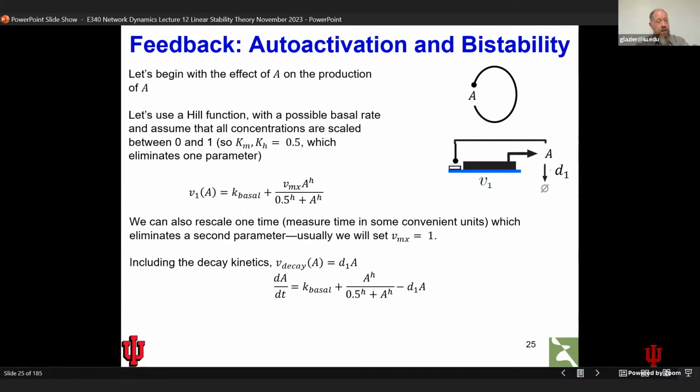And so my final form for this, which we've worked with already a couple of weeks ago, is the rate of production of A is equal to basal transcription rate K basal plus A to the H over 0.5 to the H plus A to the H, an increasing Hill function, minus decay rate times A. And so I have 2 parameters in the problem, K basal and D1.